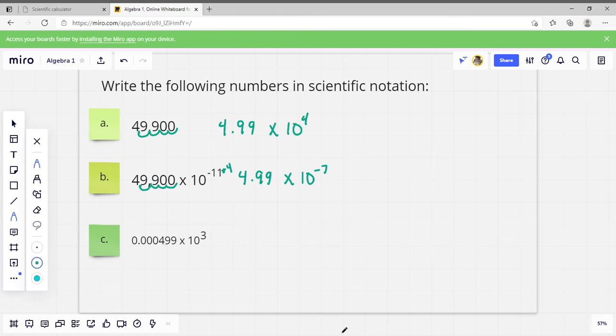Alright, and this one, we want it there, so we got 4.99, and we had to move it 1, 2, 3, 4 places, and that would be negative 4. 3 minus 4 would be negative 1. Alright, so there's the answers to the practice problems. That was a pretty easy lesson, and that is it for Lesson 74.